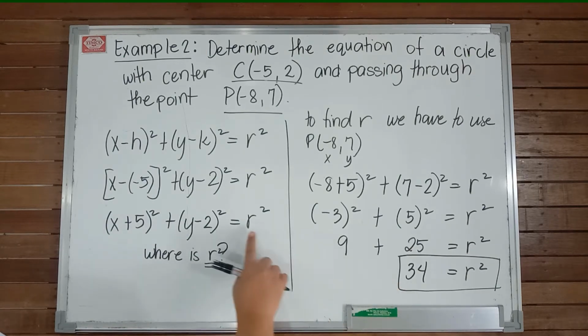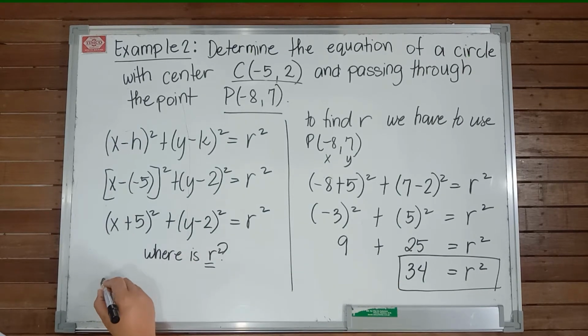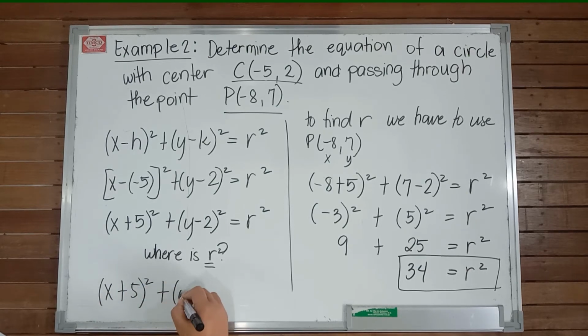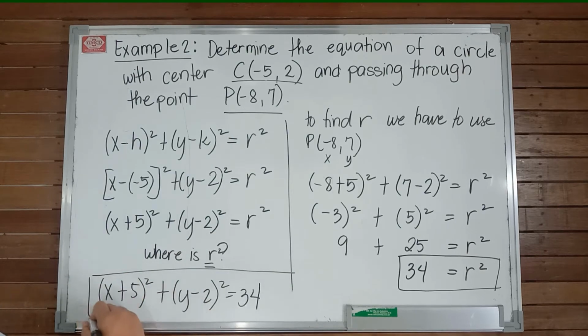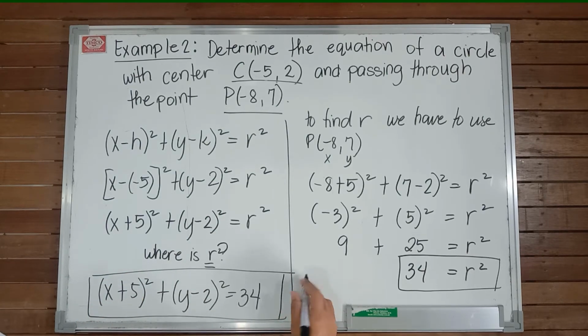So, going back to our standard equation, we can now write x plus 5 squared plus y minus 2 squared equals, our r squared is 34. And that is now our standard equation with the center negative 5, 2 and passing through point P, negative 8, 7.